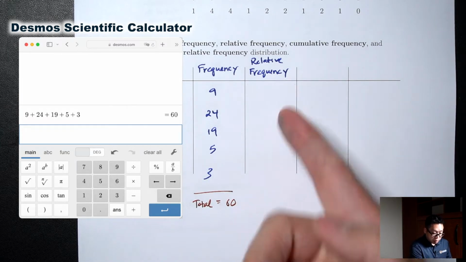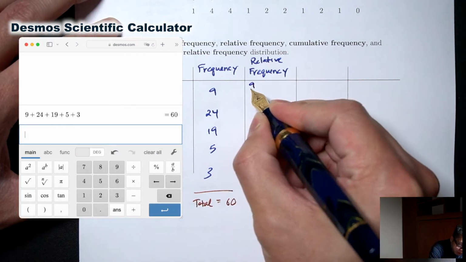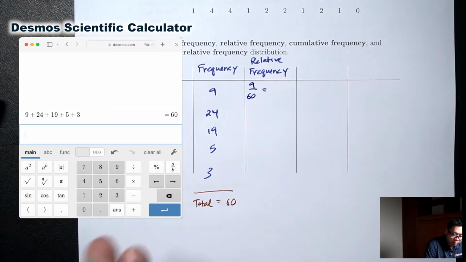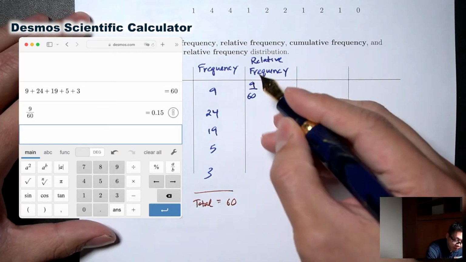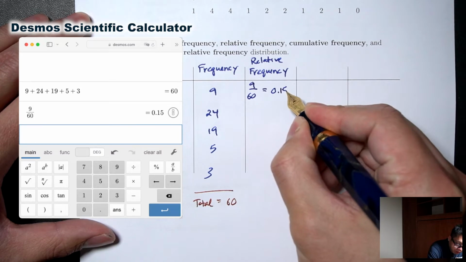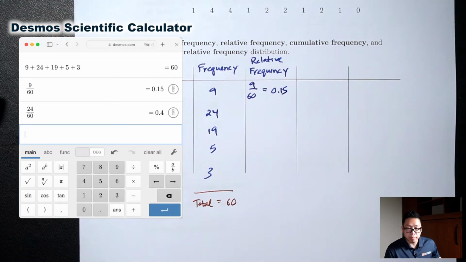To find the relative frequencies, you're going to take each frequency and divide it by the total. So the first one, 9 over 60. 0.15. Next up, 24 divided by 60.